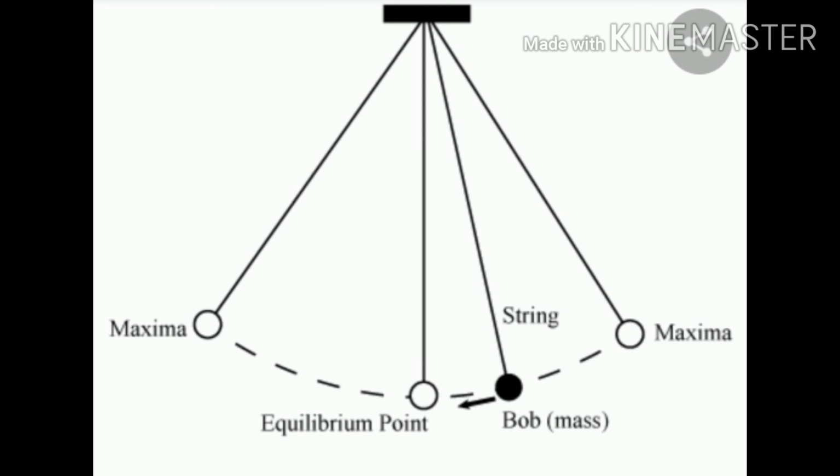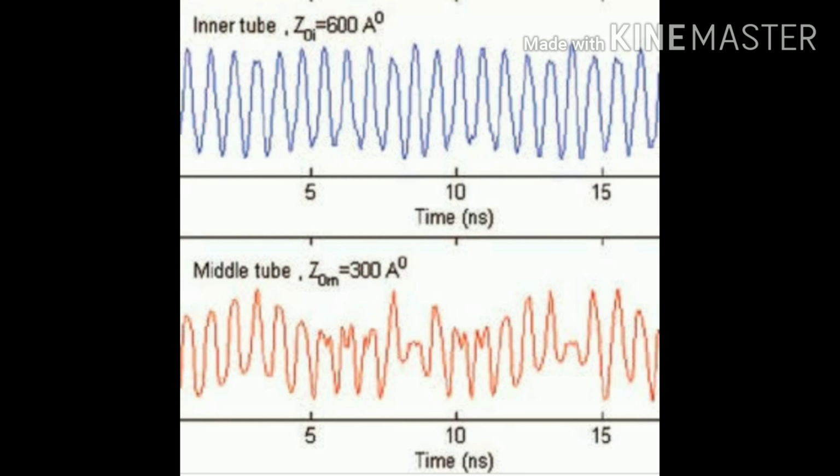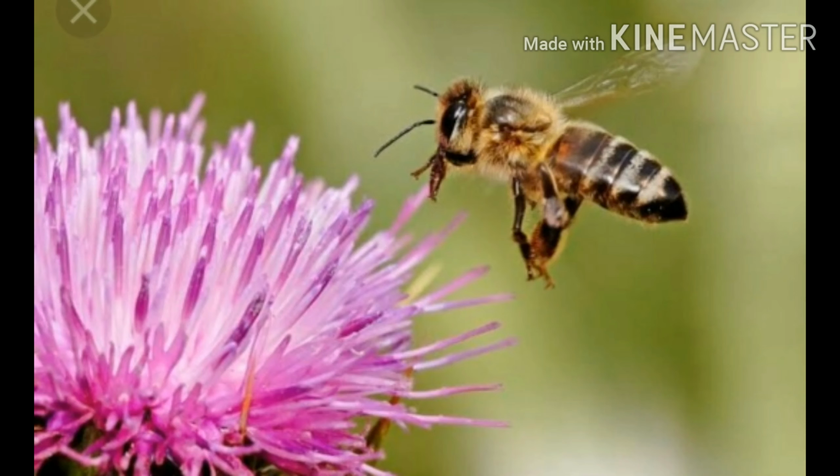Example: pendulum clock. Type 3: Linear motion. Linear motion is a motion that moves on a straight line. Example: car, bike moving on a straight road. Type 4: Irregular motion. Irregular motion is a motion that moves irregular in shape. Example: moving bee.